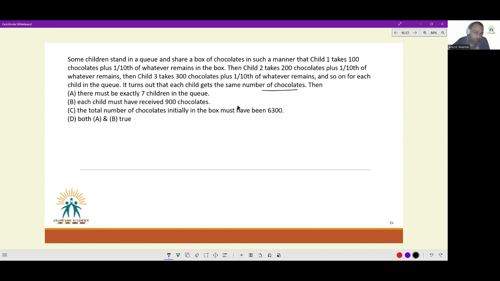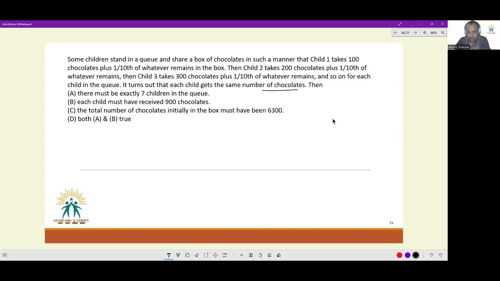Because we don't know the number of kids. Even if we had the number of kids, we could have perhaps stated the kid takes these many chocolates and 1/10 of whatever remains, something along those lines. But because we don't know the number of kids, we don't know the final number of chocolates left. So we can't really work our way backwards.